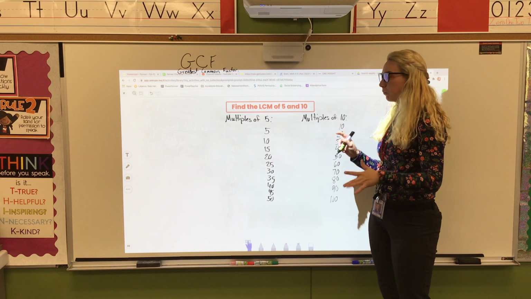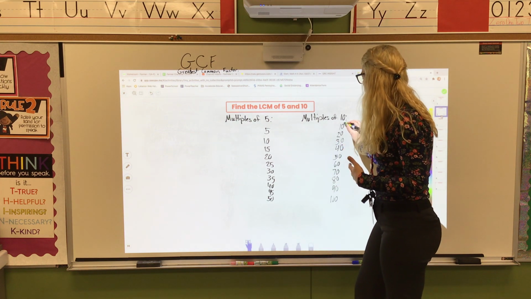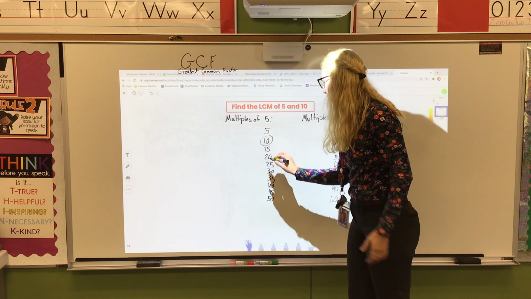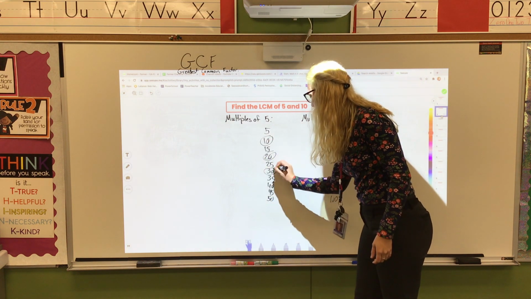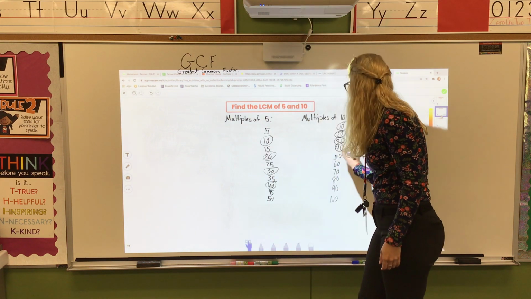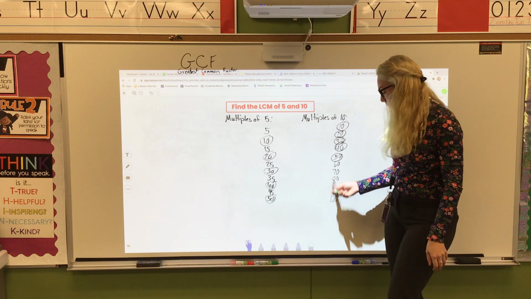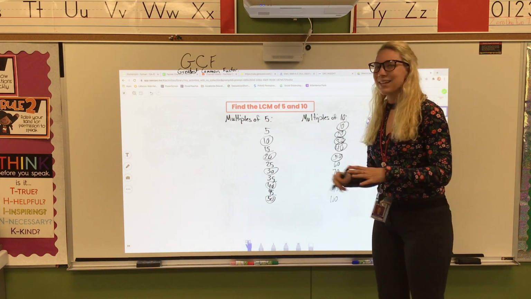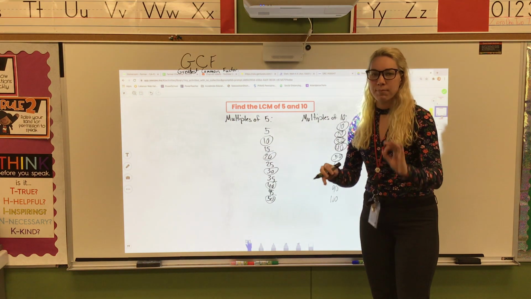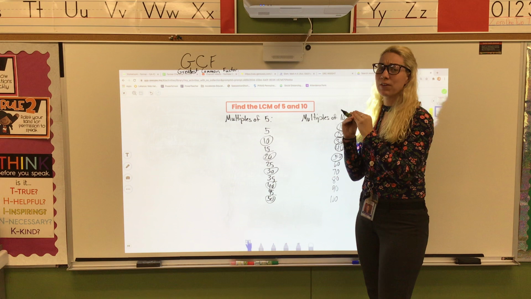Now, can you guys see all of the common multiples? If I was finding the common multiples, I got a 10, I got a 10, I got a 20, 20, 30, 30, 40, 40, 50, 50. If I kept going with 5, I would also hit all of these eventually, okay? Guys, what is the least common multiple? Which one is the smallest, the tiniest one that they have in common?